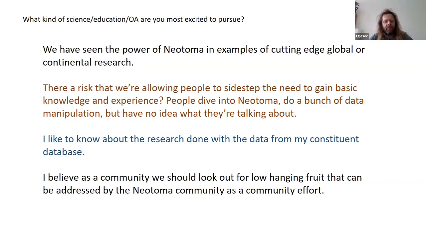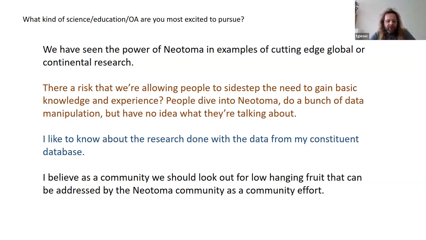Answering the first one, I think much of the discussion didn't really revolve around this, because everyone has different hobby horses that we're riding, or interests. But I think we've all seen in these scientific presentations, the first three that I mentioned, the power of Neotoma that can be used in cutting edge science on continental research.